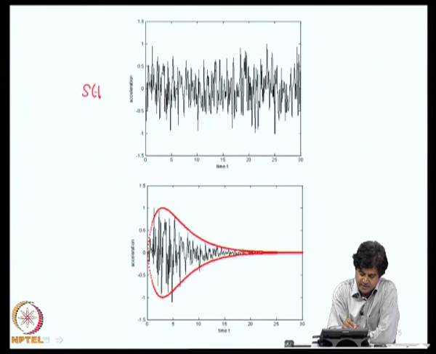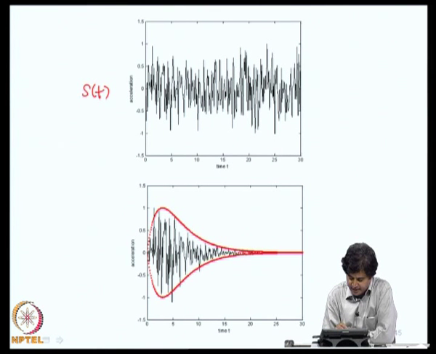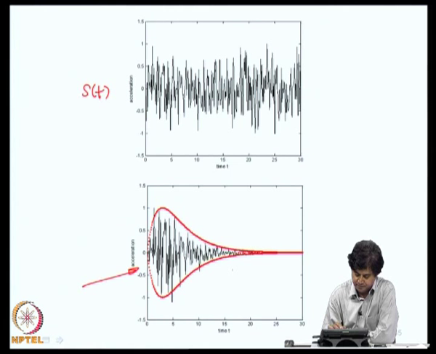This is a sample of S of t, and upon multiplication by E of t I get the transient realization of a non-stationary random process. This red line that is shown here is the envelope. So, with the models that we have developed, we are now able to proceed a bit further and develop simple models for earthquake ground motions.